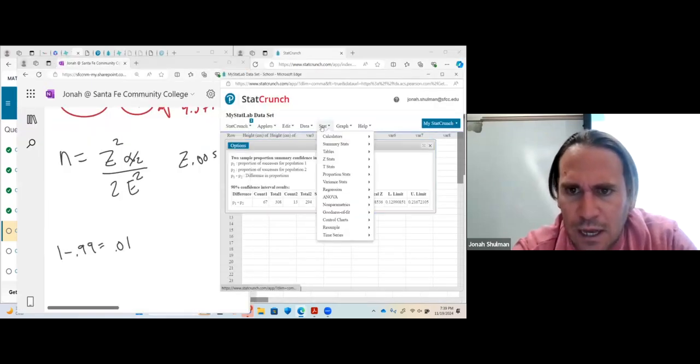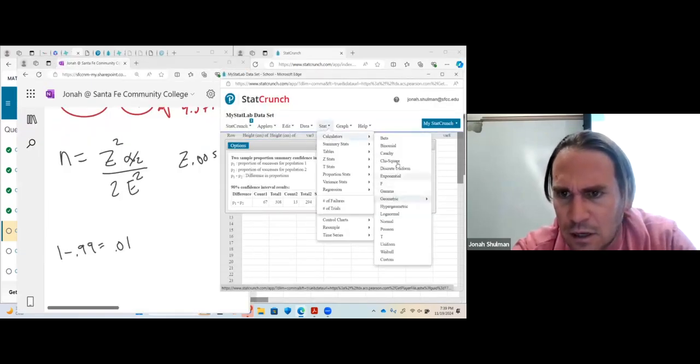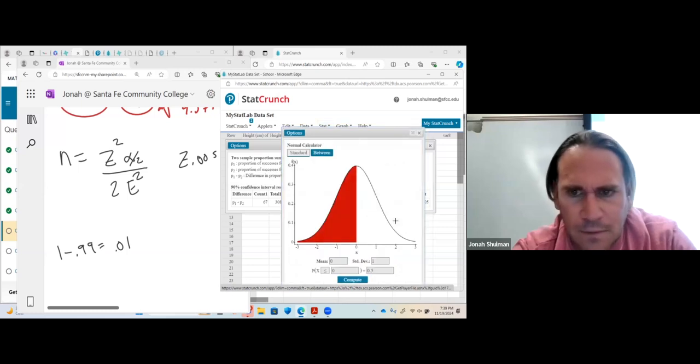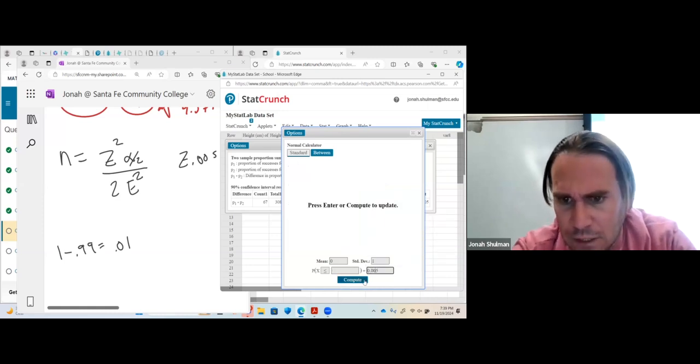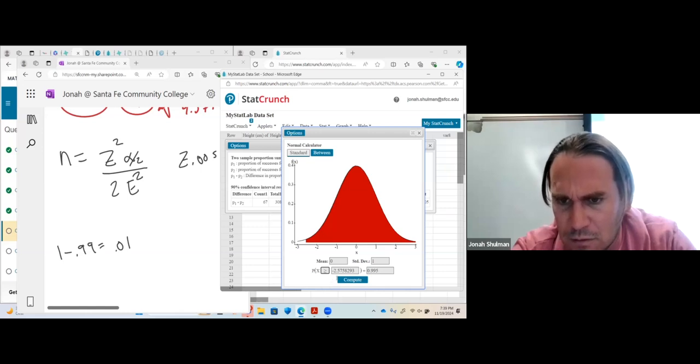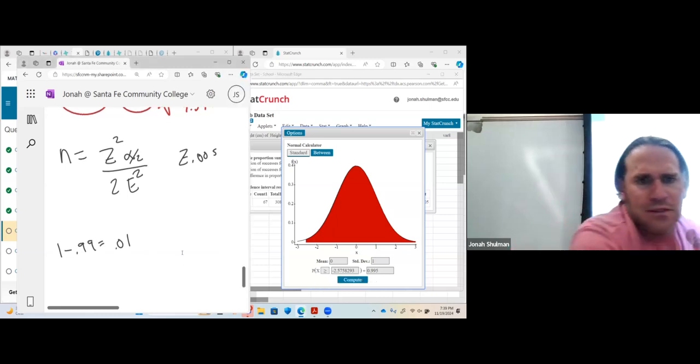And I'm going to go to stat calculator. I'm going to go to normal. And now I have the 0 and 1. And I want this to be 0.005. Let's see what that is. So this is going to be, I believe, 2.58. So that's going to be the top.